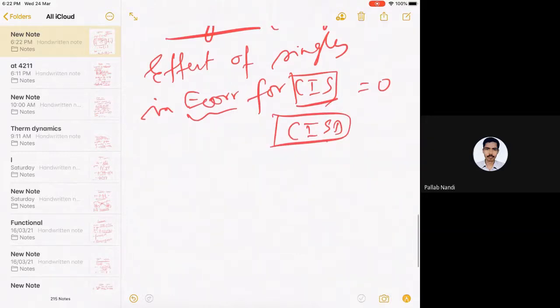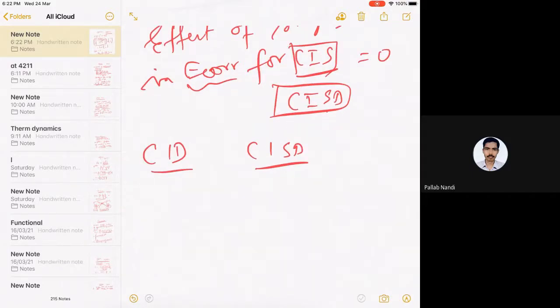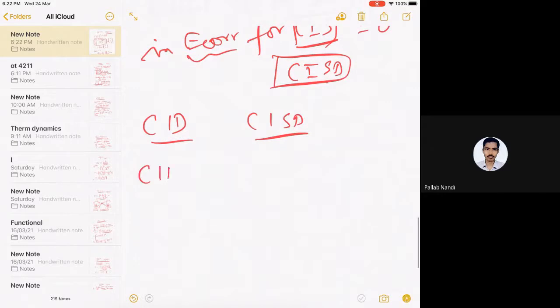So you will see if you do CID calculation versus CISD calculation, there is a slight change. In energy, this change is very, very small. On the other hand, what I'm saying is, if you do CI doubles and CI doubles quadruples, this change is much more. So this is more significant. You understand?